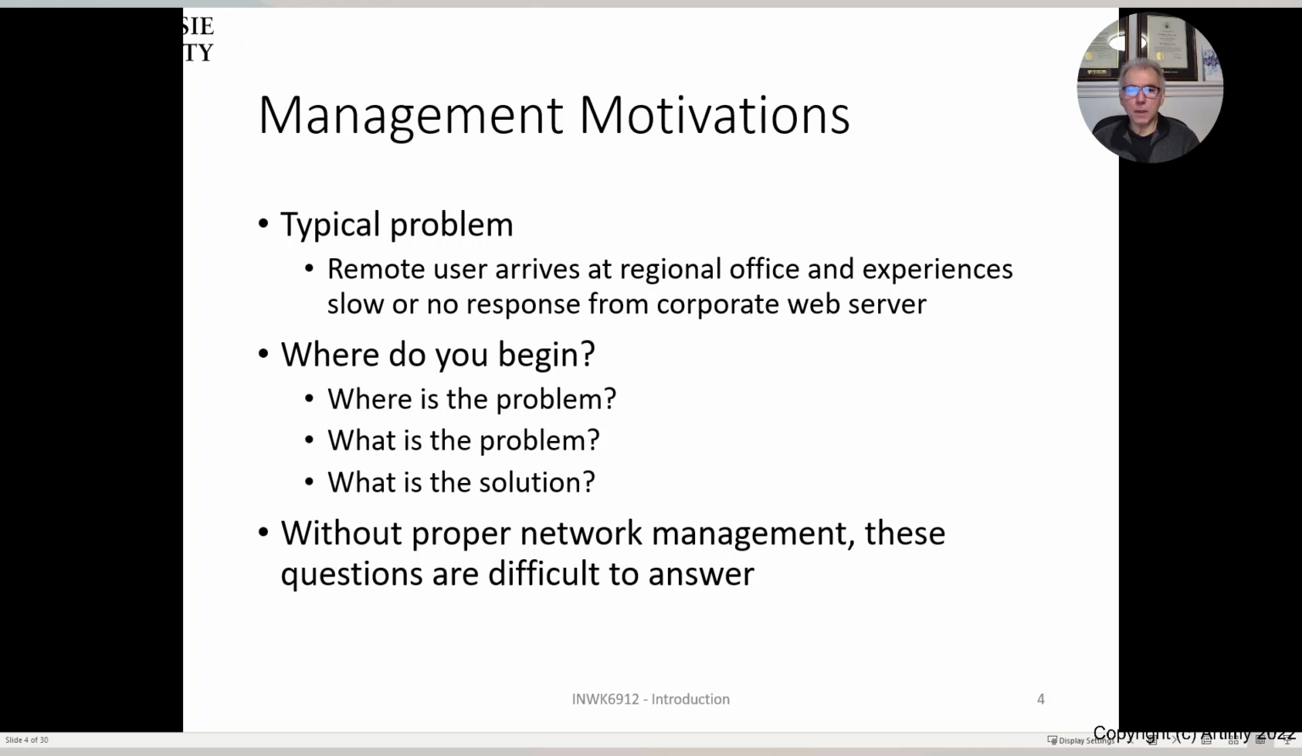All right, so what does a network manager do? Some of you will end up with a job related to network management. So you will be responsible for making sure that the network runs continuously. One of the motivations behind network management is trying to solve users' problems in the most efficient and the fastest way possible. Right?